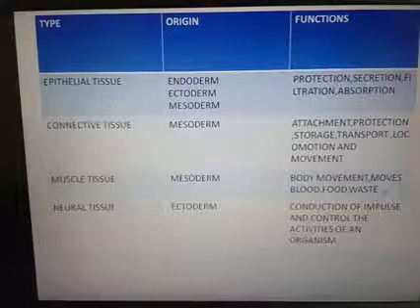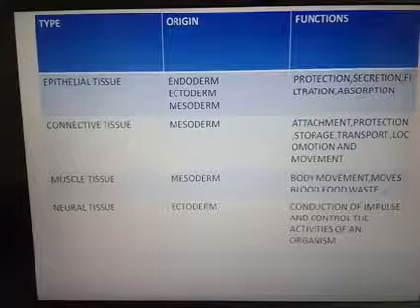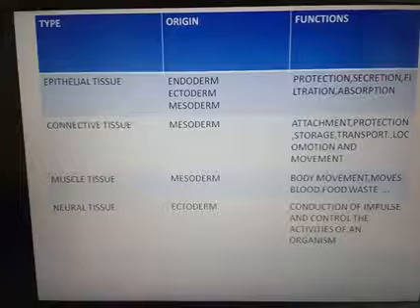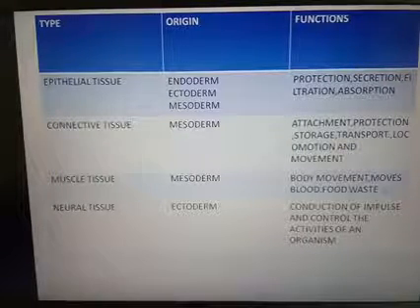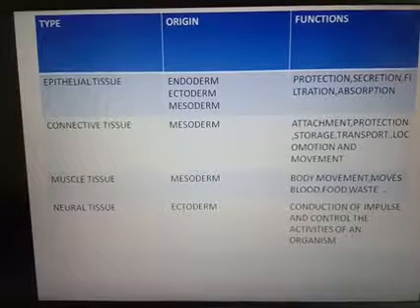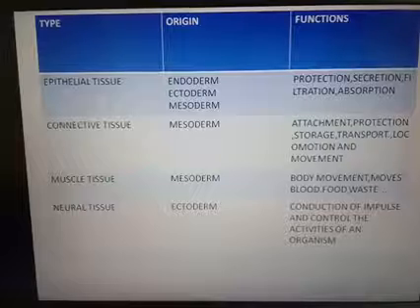Then the next one is the neural tissue, meaning nervous tissue, that is, neurons. It originates from the ectoderm. The function of neural tissue is the conduction of impulses and controlling the activity of an organism. So this is about the tissues. I hope you can all understand this.